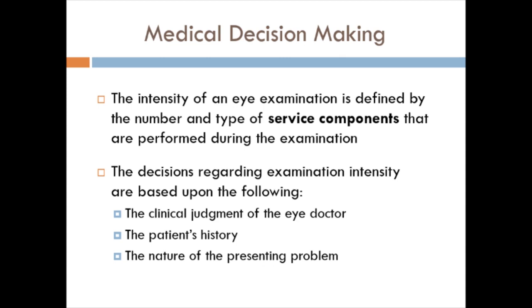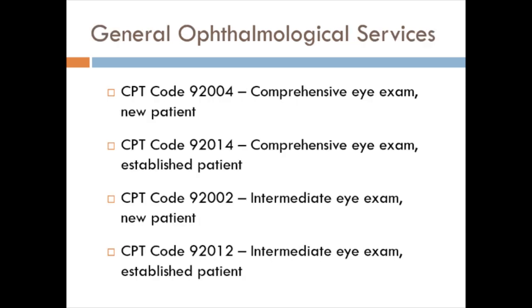So an exam for a patient coming in complaining of an acute loss of vision or acute double vision is going to be much more serious, the nature of the problem is serious, than the person complaining of ocular surface disease or foreign body sensations with no change in vision. So the judgment of the doctor, the patient's history, and the nature of the problem, that's how you decide how intense you're going to be. You roll those three things in together.